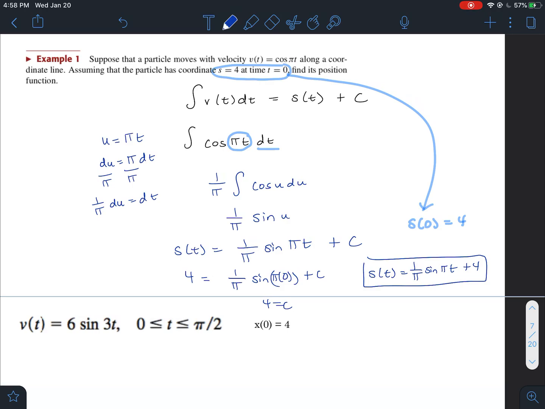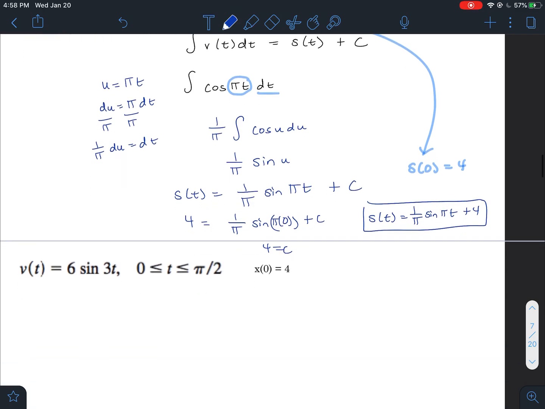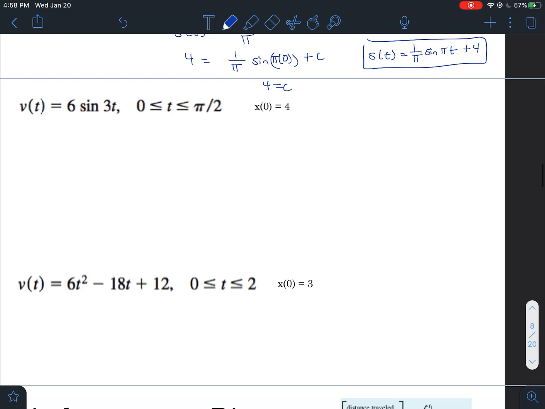So again, if you're given velocity and you want to find displacement, you integrate velocity. Then use your initial condition to find the c. All right, so let's say we're given our velocity function is 6 sine 3t, and our displacement is 4 when the time is 0. So let's integrate.